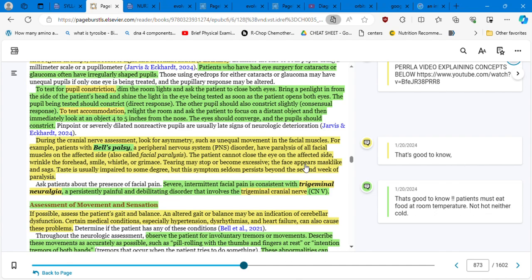The face appears, because they cannot close the eyes, right? The face appears mask-like and sags. Taste is usually impaired to some degree, but the symptoms seldom persist beyond the second week of paralysis.